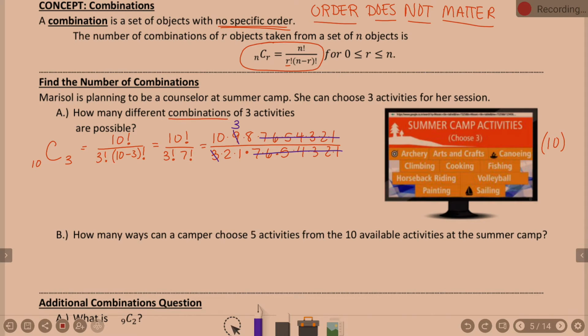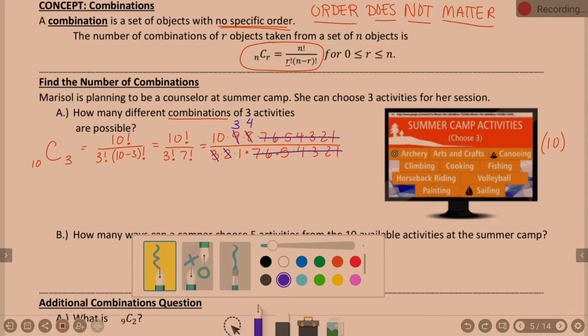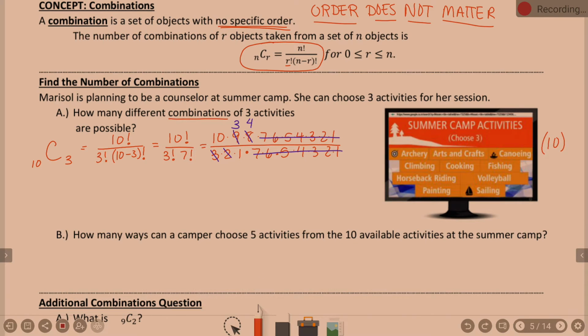And then the 2, Autumn canceled it with the 8, which is what I would do. But you also have another option: you could cancel it with the 10 just as easily. It doesn't matter either way. So 2 cancels. 2 divided by 2 is 1. 8 divided by 2 is going to become a 4. And by the way, I have a 1 left on bottom. Does that matter? No, it's going to be divided by 1. Not going to matter. So I end up with 10 times 3 times 4.